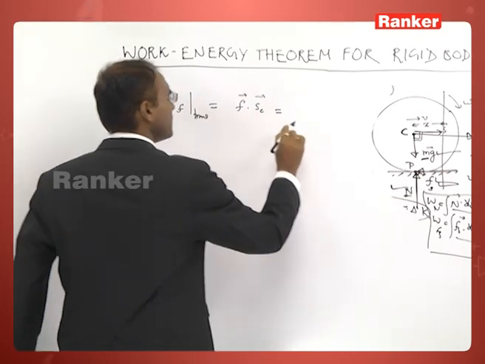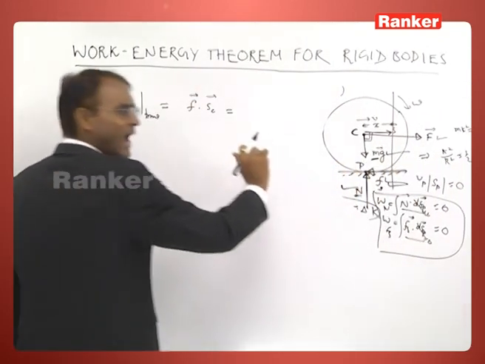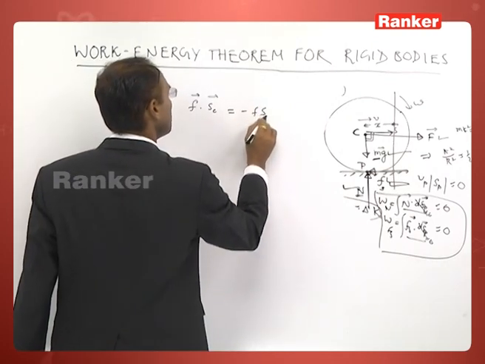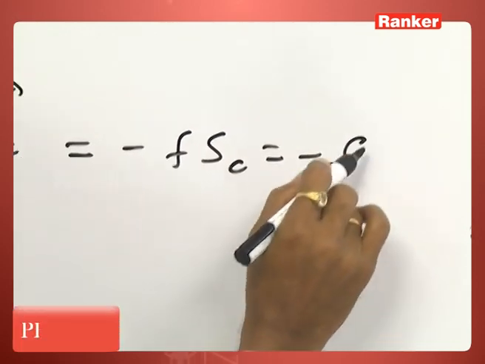The center of mass moves in this way. Frictional force acts in the opposite direction. Therefore, this is minus F into xc. X is x.